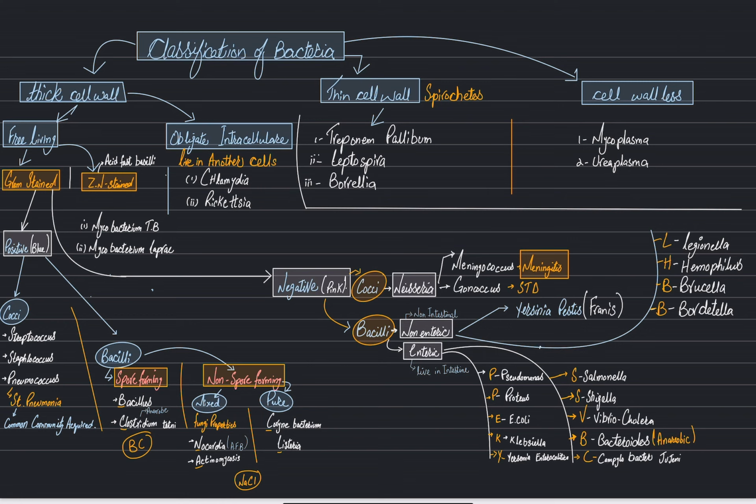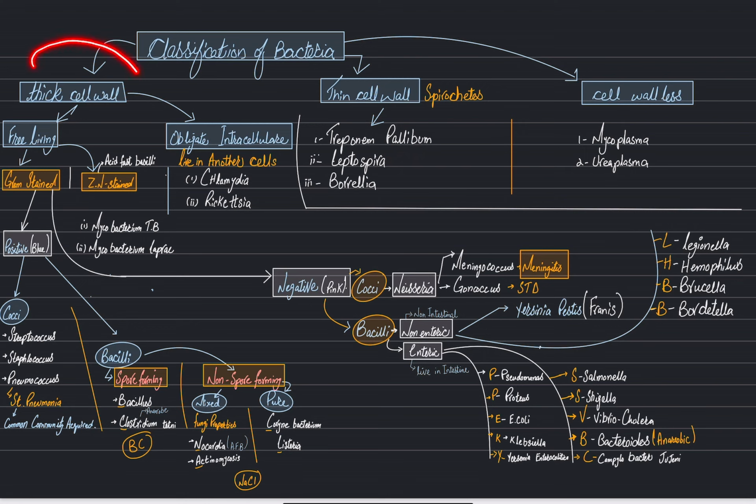The two major bacteria include here mycoplasma and ureaplasma. Thin wall, we also call it spirochetes. And there are three bacteria included here: Treponema pallidum, Leptospira, and Borrelia.